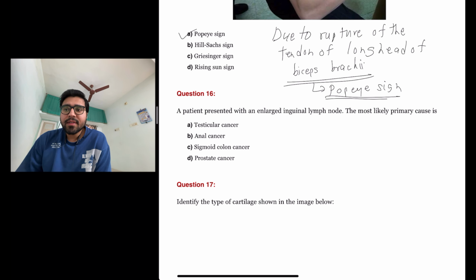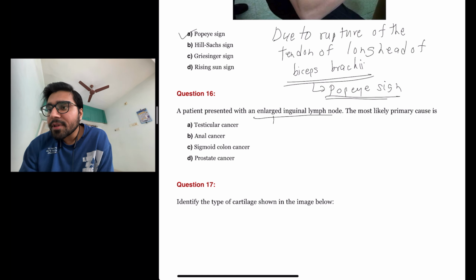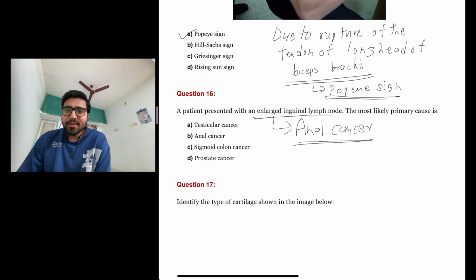The next question is: a patient presented with an enlarged inguinal lymph node. The most likely primary cause is. So the enlarged inguinal lymph node is most likely due to anal cancer. So the answer here is B, anal cancer.